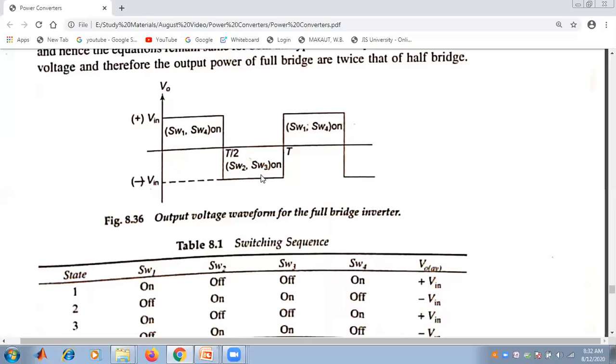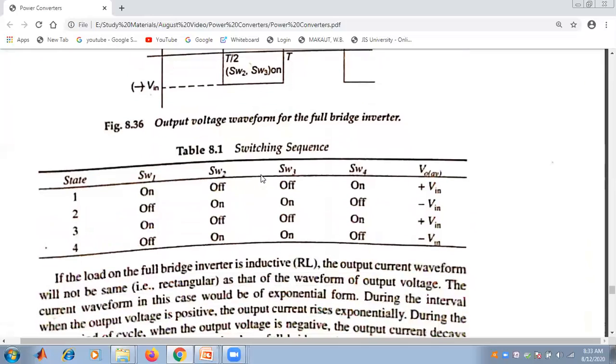So it is clear that the output waveform is identical for the half bridge and the full bridge inverter. So all the equations that we have done for the half bridge will remain the same for both, but the amplitude of the output voltage and the output power for the full bridge are twice that of the half bridge. So here is the switching sequence that we have seen.